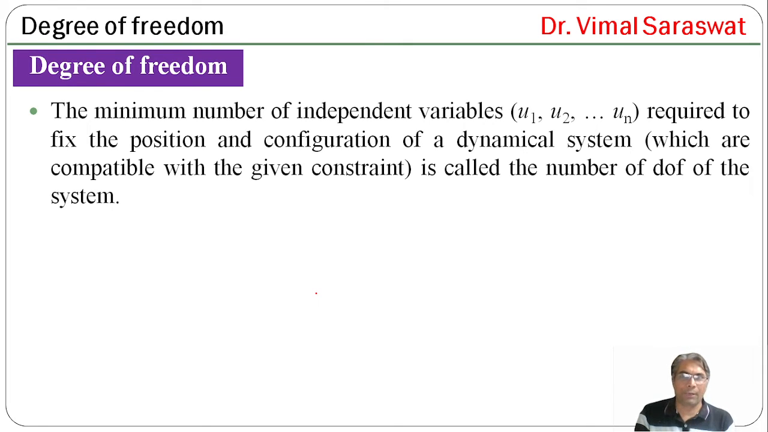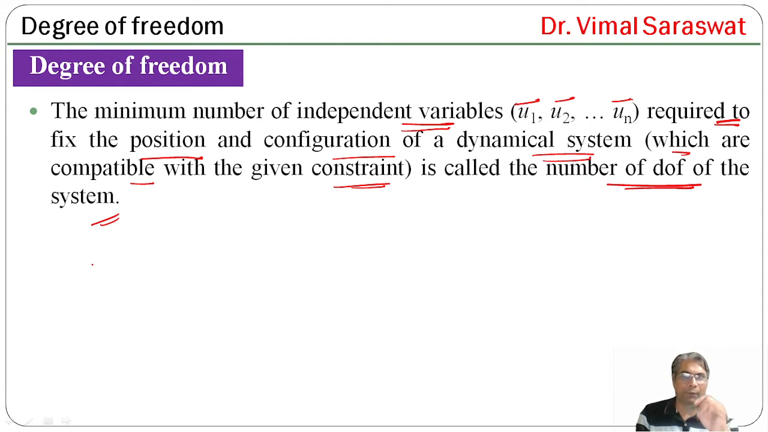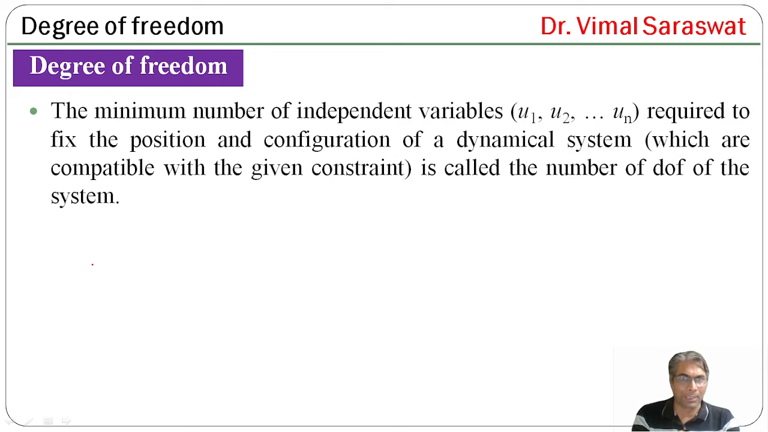Now, what is degree of freedom? The minimum number of independent variables u1, u2, un required to fix the position and configuration of a dynamical system, which are compatible with the given constraint, is called the number of degrees of freedom of the system. So, degree of freedom is actually the minimum number of independent variables required to fix the position and configuration of a dynamical system.